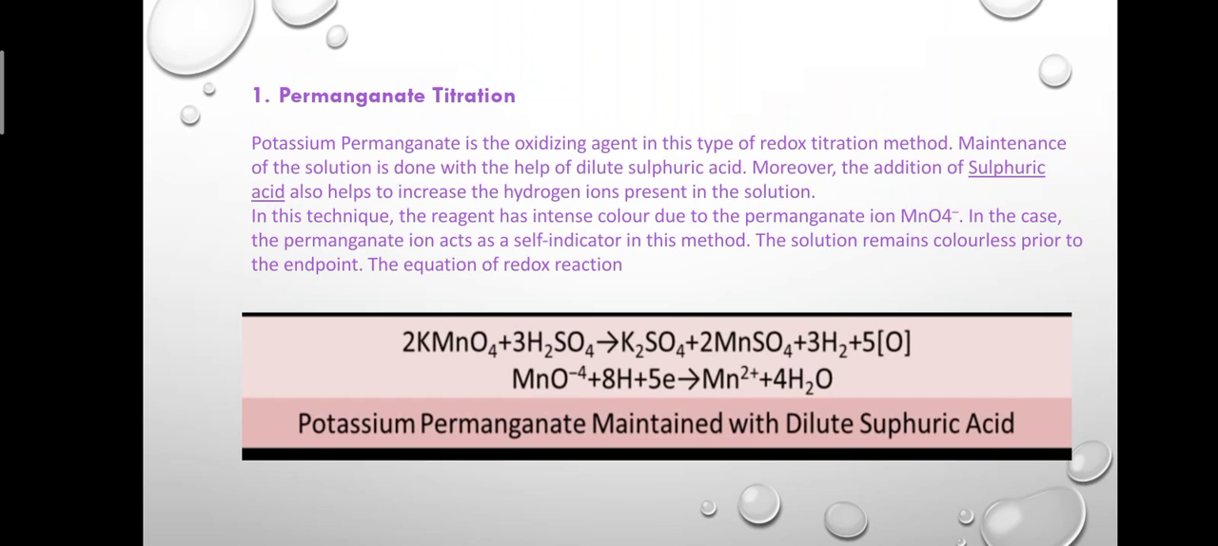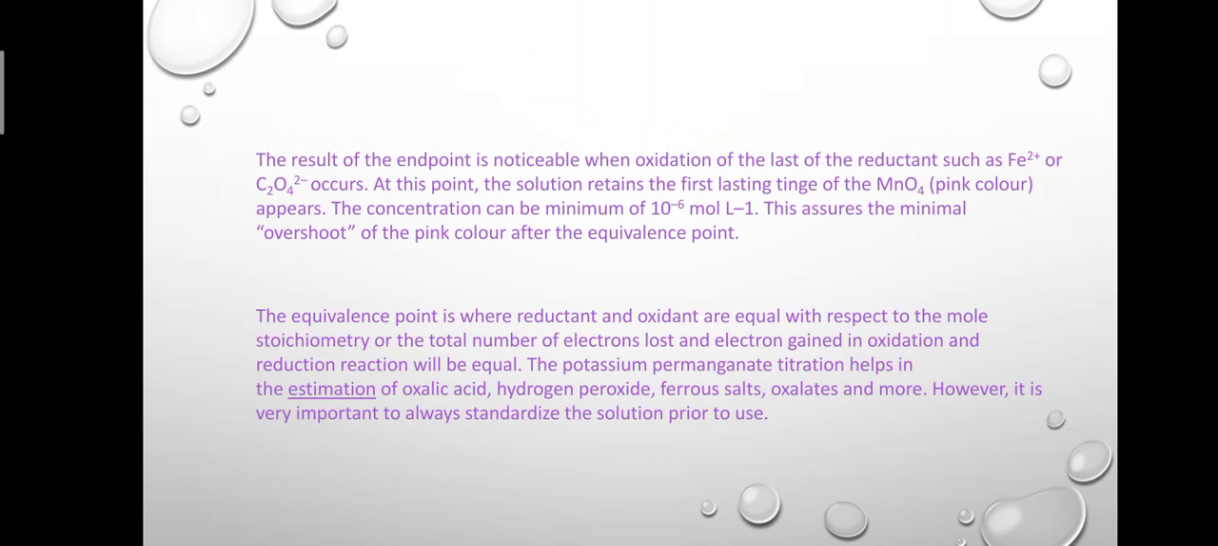In this case, the permanganate ion acts as a self-indicator. The solution remains colorless prior to the endpoint. The equation of this redox reaction is given below. The endpoint is noticeable when oxidation of the last of the reductant such as Fe2+ or C2O4 2- occurs. At this point, the first lasting tinge of MnO4-, that is pink color, appears. The concentration can be a minimum of 10^-6 mole L^-1.